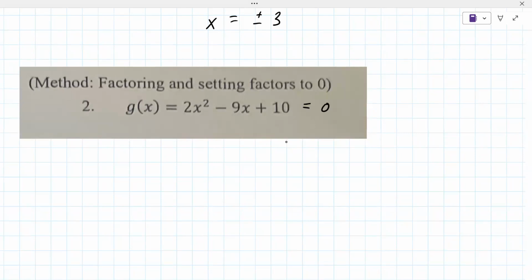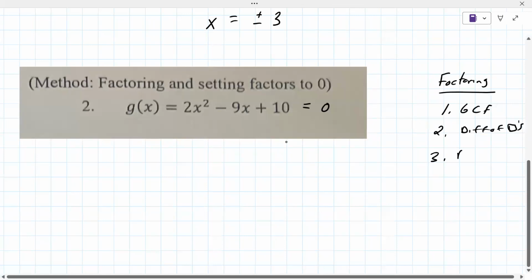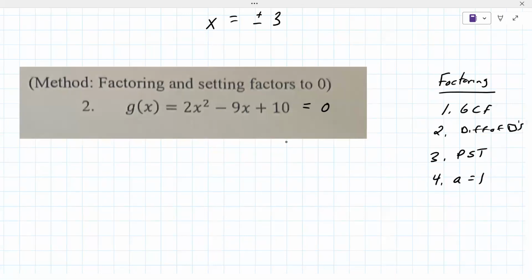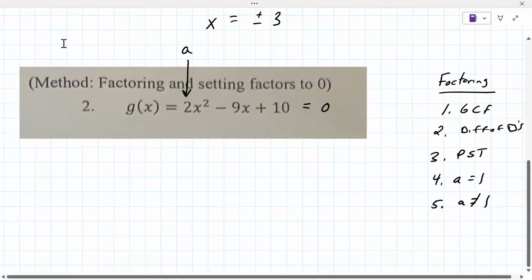Equal to 0. Okay. And there's a bunch of different types of factoring that you learn at some point. One is the greatest common factor. Two is the difference of squares. Three is what's called a perfect square trinomial. Four is what I call a equals 1. That refers to this value here. And the one that we have here is when a is not equal to 1. That's the hardest type. That's the grouping.